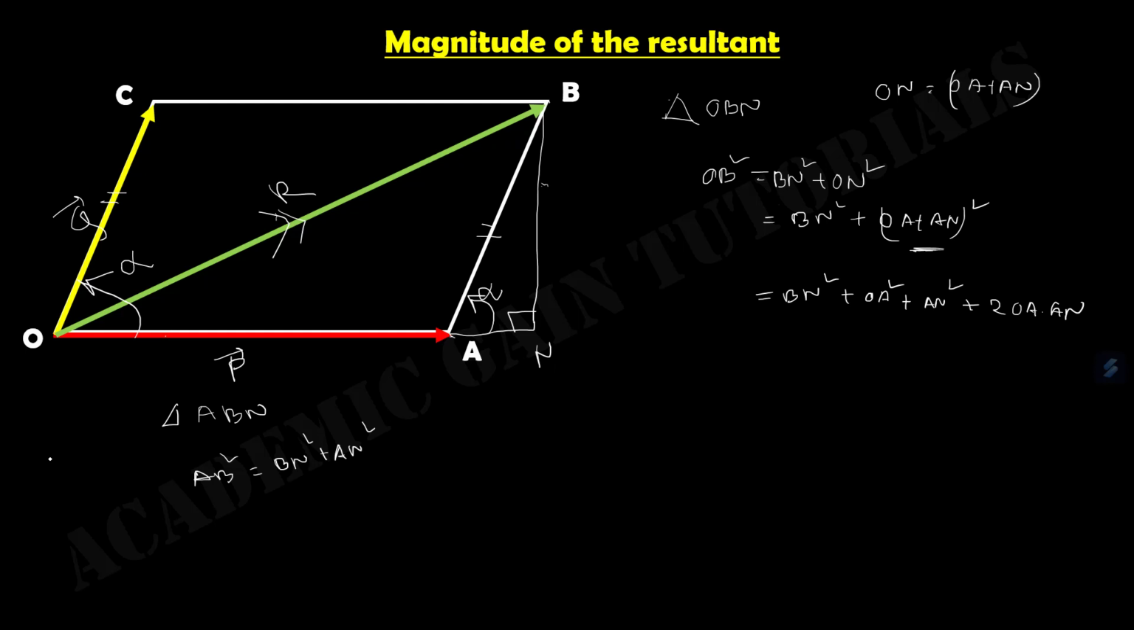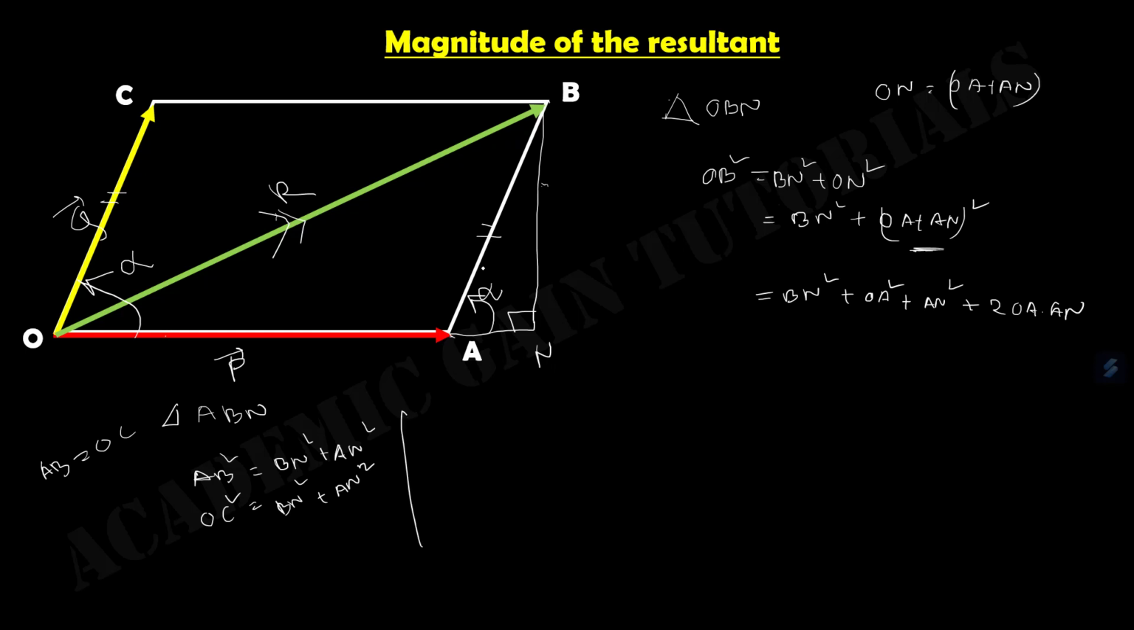Also, we know that AB equals OC. So we can write this as OC square equals BN square plus AN square.